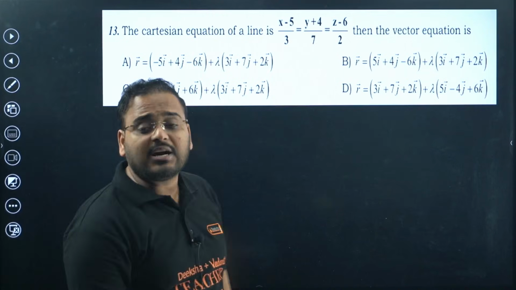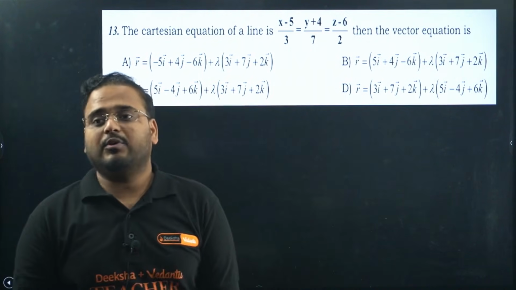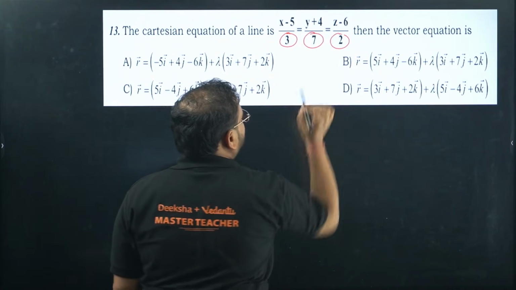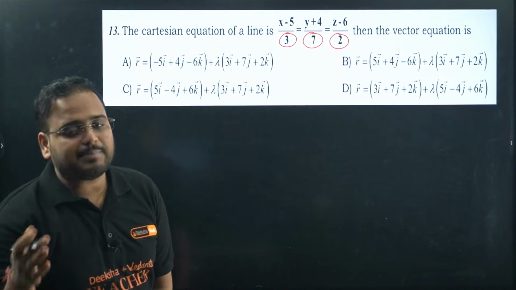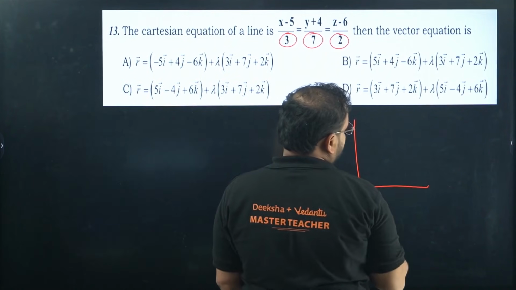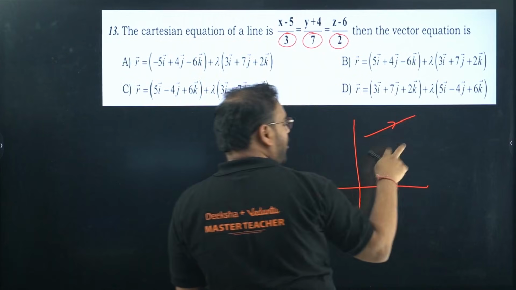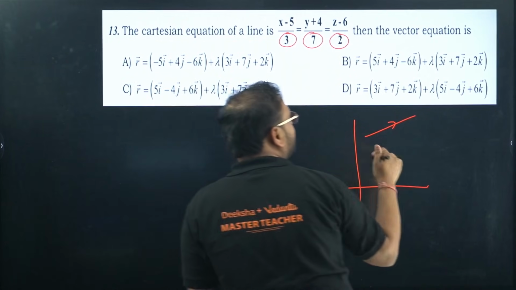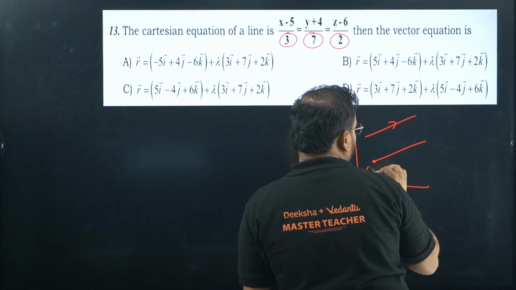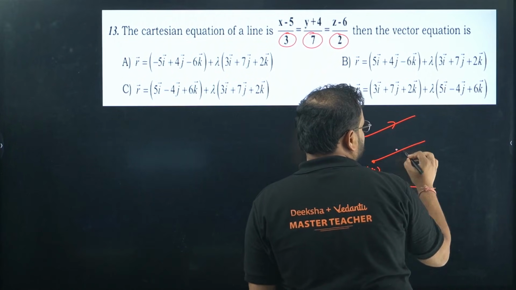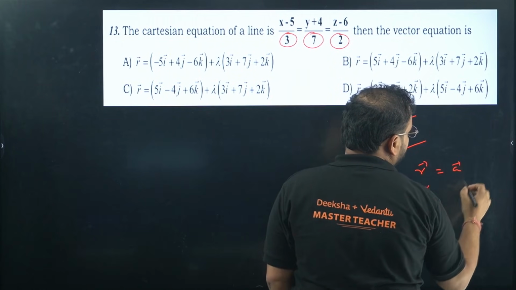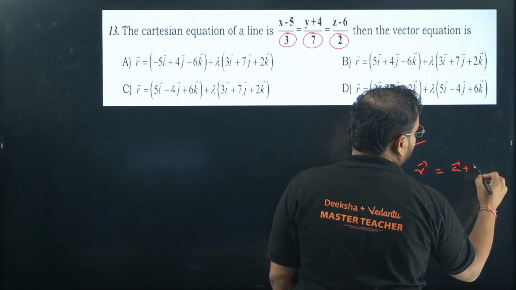Okay, moving on. 13. The Cartesian equation of the line is given. Then what is the vector equation? We all know this will represent your parallel line, right? So remember the vector form, how we write it. A given vector is like this, and we are trying to identify a line which is parallel to this vector B and passes through the point A. Then you write the vector r equals vector a plus lambda b.